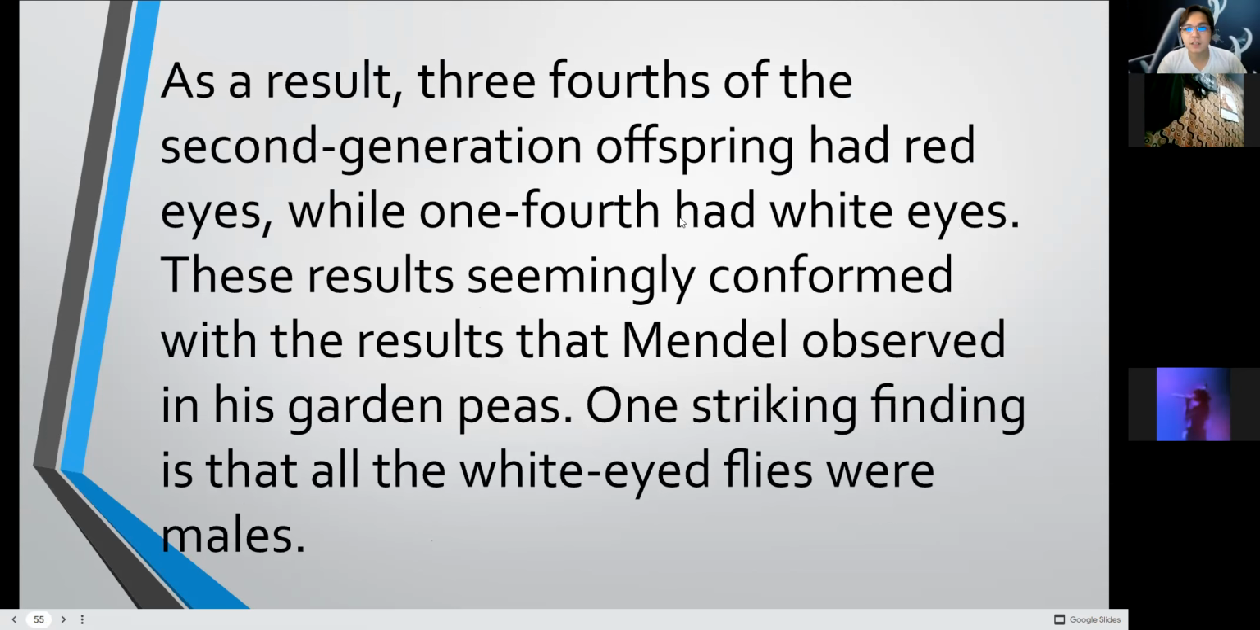In the second generation of offspring, 3/4 had red eyes and 1/4 had white eyes. So this is 3:1. These results seemingly confirm the results that Mendel observed in his garden peas. One striking finding is that all the white-eyed flies were males. Meaning to say, this is linked to a particular sex, or this is sex-linked.